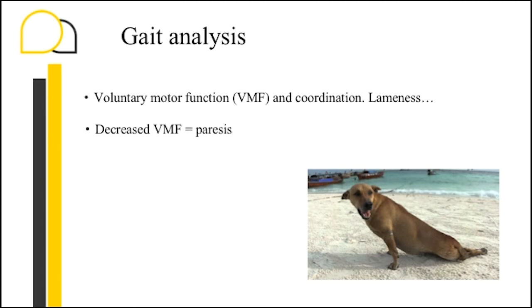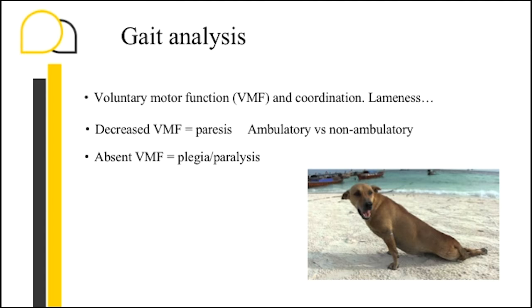So if we talk about voluntary motor function, and when we have a decreased voluntary motor function, we say that this animal is paretic, or we have paresis. A paretic animal can still be able to walk, in which case we will have ambulatory paresis, or sometimes this weakness, this paresis, is too severe to allow them to walk, in which case we will be talking about non-ambulatory paresis. When there is no voluntary motor function, we talk about plegia or paralysis.